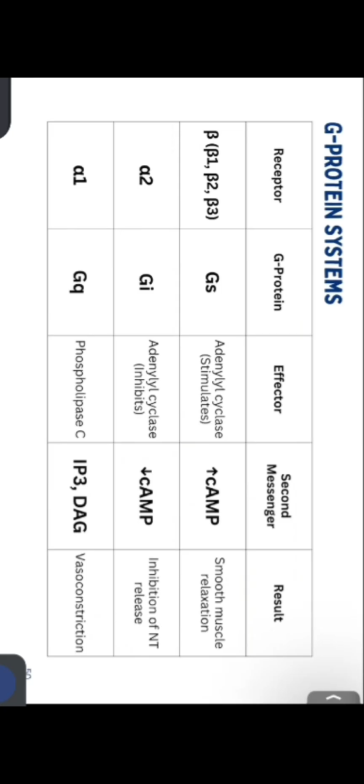that causes vasoconstriction. And for second messenger, beta 1 has an increased cAMP. For alpha 2, decreased cAMP. And alpha 1's second messenger is IP3 and DAG. So the result for beta 1, always remember this, guys, is smooth muscle relaxation or bronchodilation. Alpha 2 is inhibition of neurotransmitter release, and alpha 1 is for vasoconstriction.